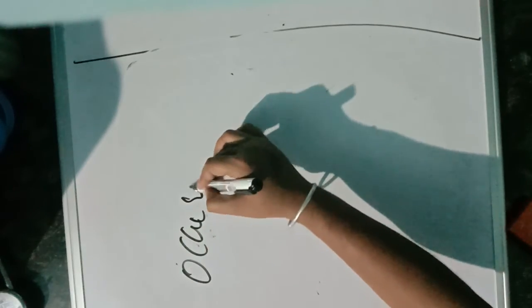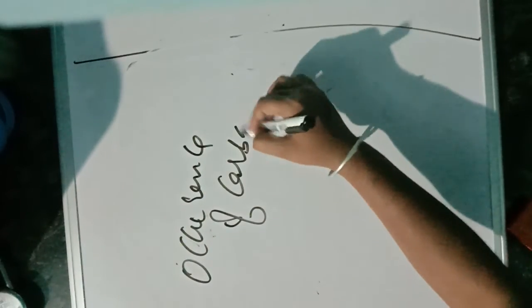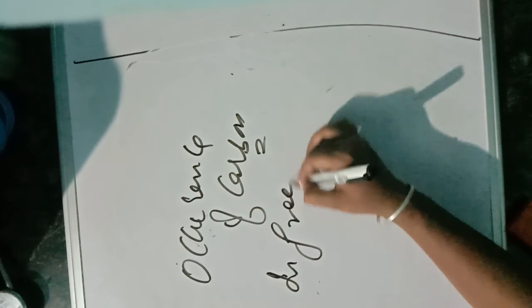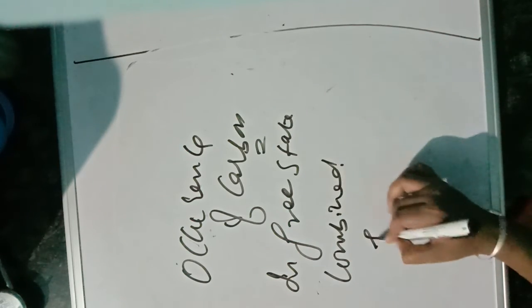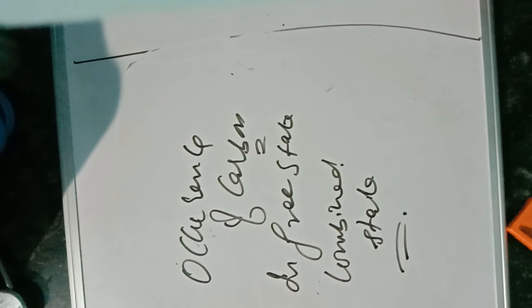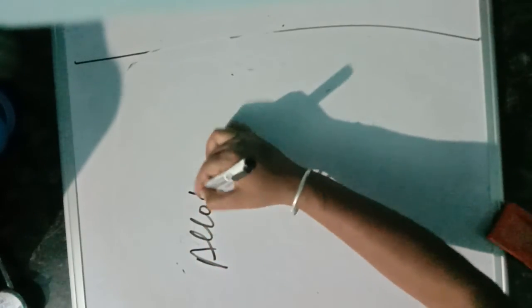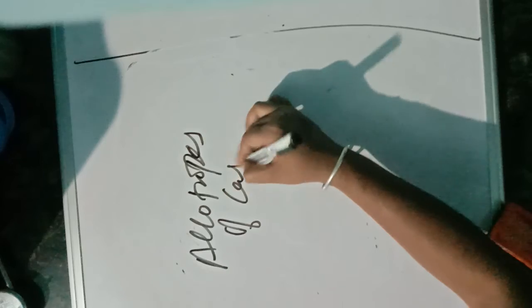the occurrence of carbon. In which ways is carbon found? One is in the free state and the other is the combined state. These are the two states in which we get carbon, and we will also discuss the allotropes of carbon, that is diamond, graphite, and the third one is fullerene. We will discuss all these allotropes of carbon in the next video.